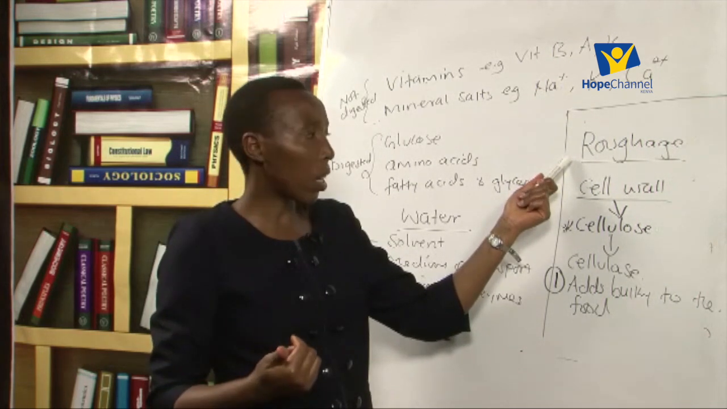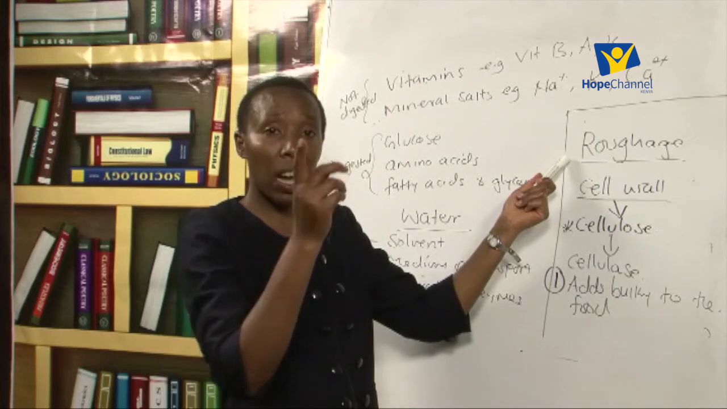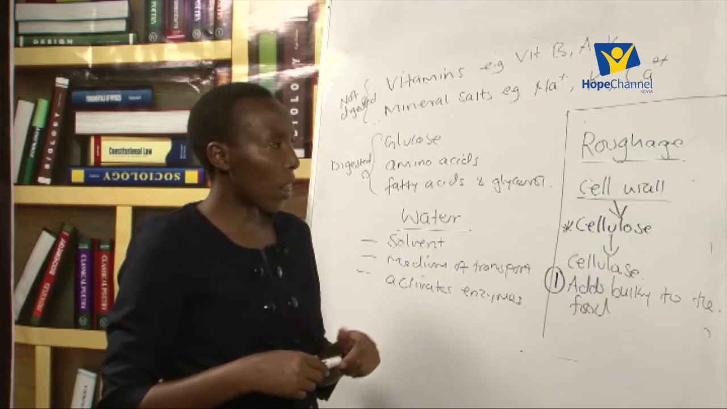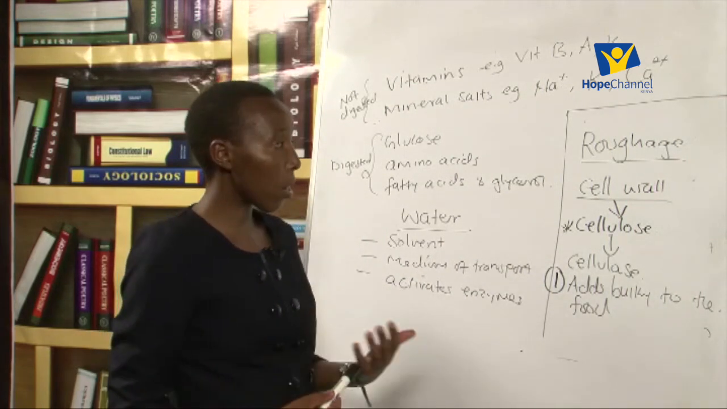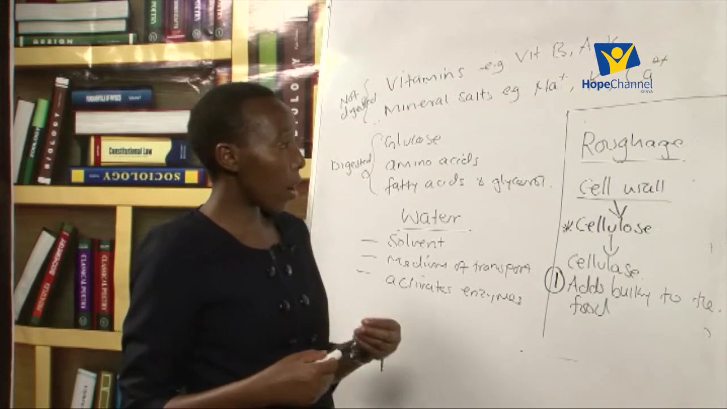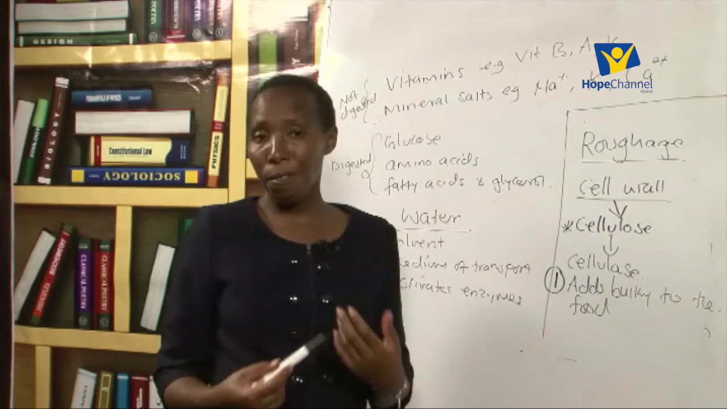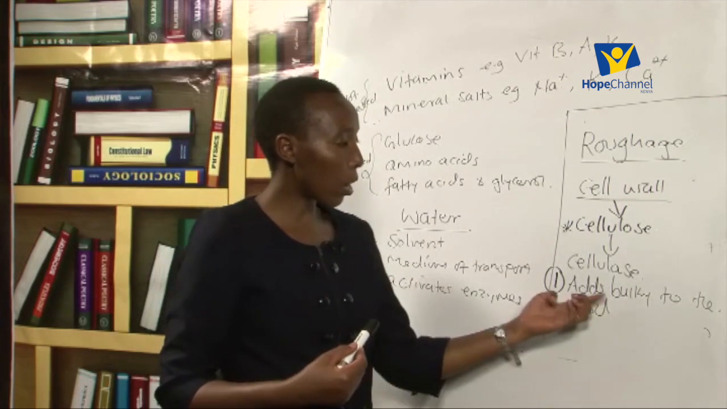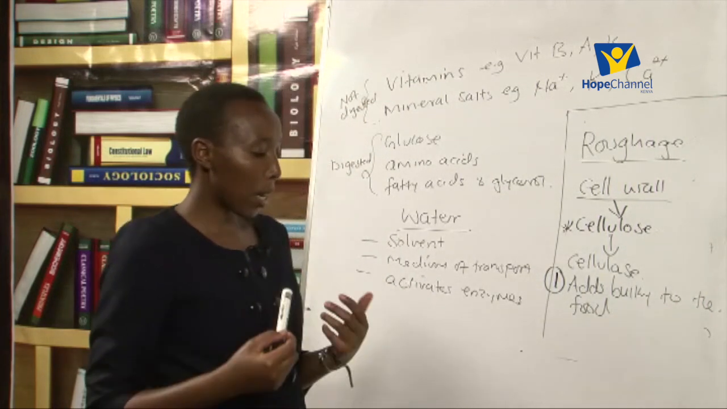So what does that mean? The process of digestion is slow because there is sluggish movement of food along the digestive system. And that one may end up in constipation. So you hear someone saying, I have constipation. Why? We are taking food that is refined. We are not taking roughage, because we need roughage to add bulk to the food so that it can ease the process of peristalsis.